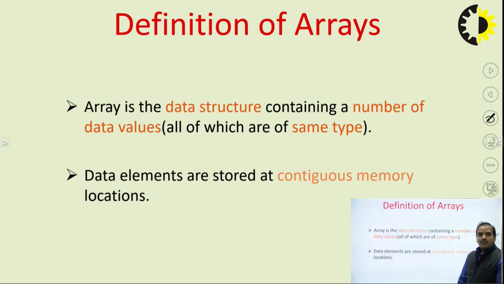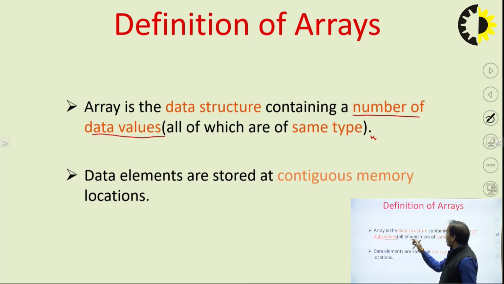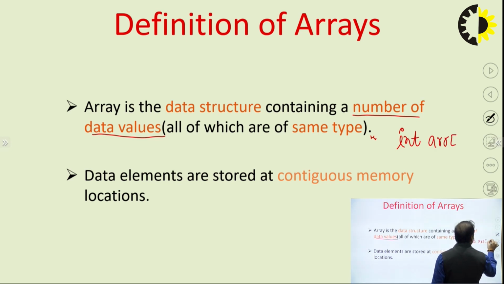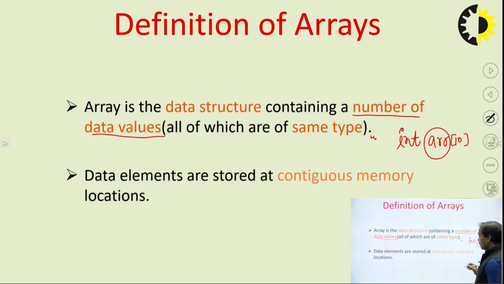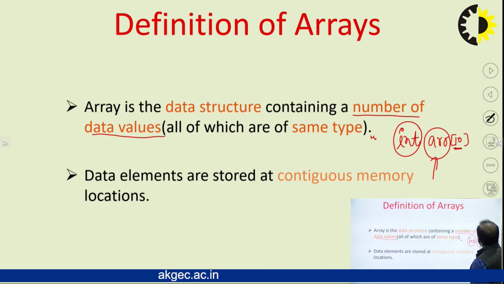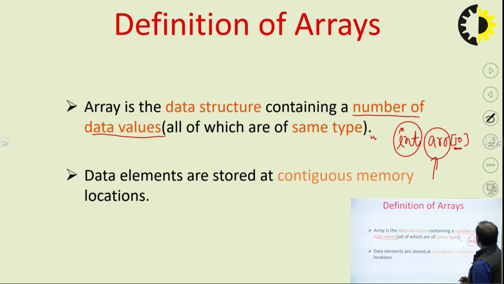Okay, now the first topic is definition of array. Array is a data structure containing a number of data values which are of the same type. That means if we declare int, then the array only stores int values, like this. This is the name of the array, which is ARR. This is the type of the array, and this is the length of the array. This decides how many values we will store in this array.